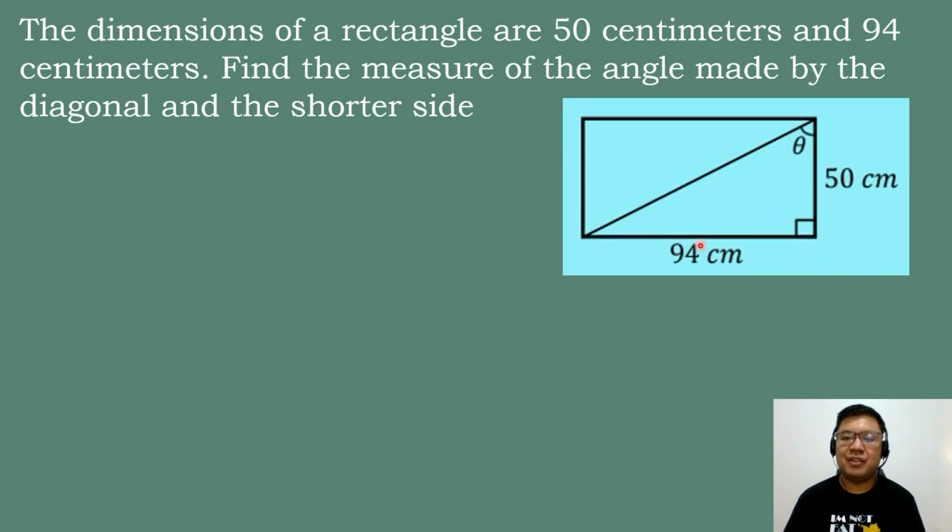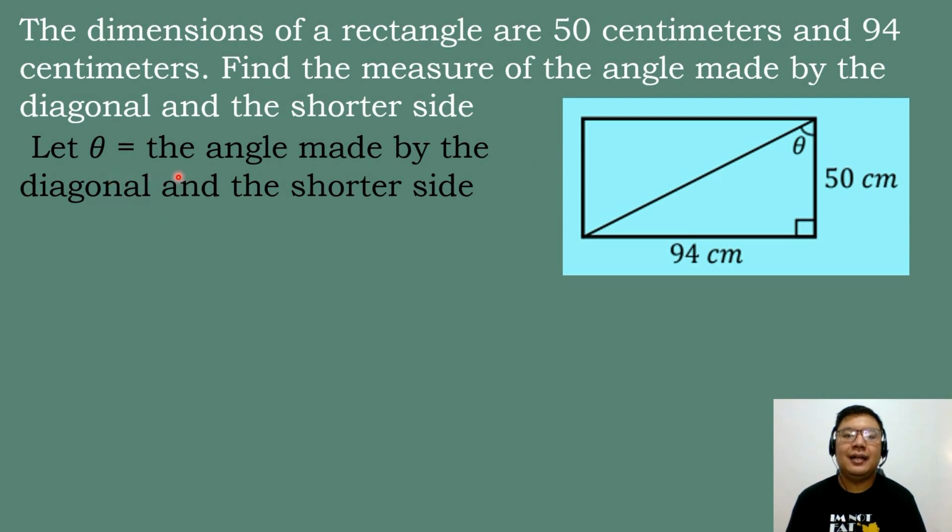We have a given rectangle wherein the measure of the width is equal to 50 centimeters and the measure of the length of the rectangle is equal to 94 centimeters. And then we are looking for the measure of the angle made by the diagonal and the shorter side of the rectangle. So we are looking for this angle. We will let theta be the angle made by the diagonal and the shorter side. So this will be theta.